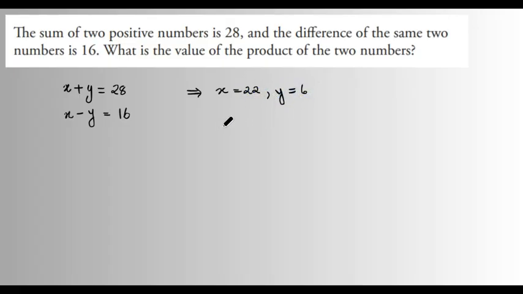So they want the product of my two numbers. So xy will be 22 times 6, which will give me 132. So 132 is going to be the product of the two numbers.